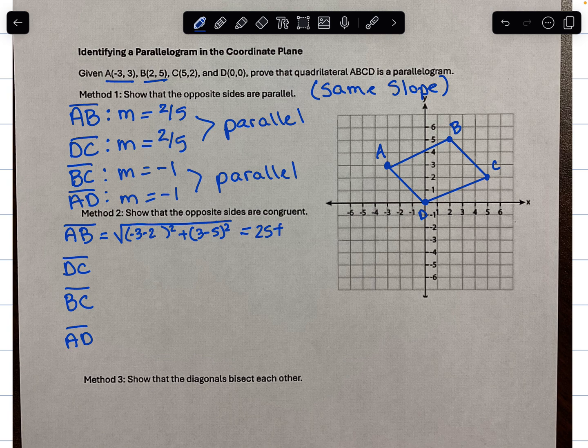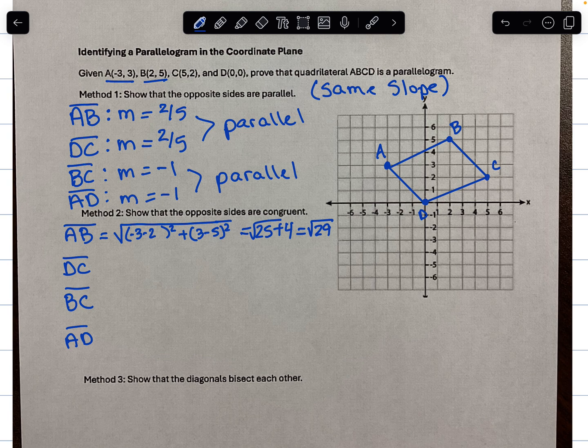What's 3 minus 5? Negative 2 squared, 4. Okay? 25 plus 4 would give you 29. Square root of 29. You don't even have to take the square root, you guys. You can just leave it as square root of 29, right? Because if I get the same thing on the second one, won't I know square root of 29 is the same as square root of 29? Yes, okay? And don't you already know that's what you're going to get on this one for your answer? Because we already proved it was a parallelogram, okay?